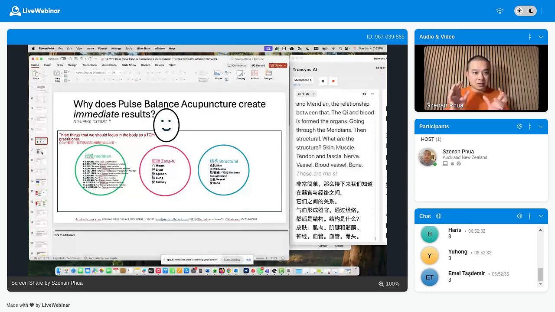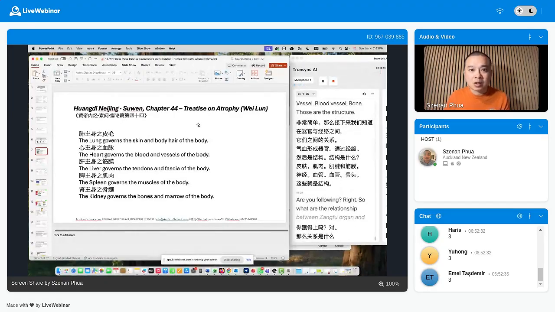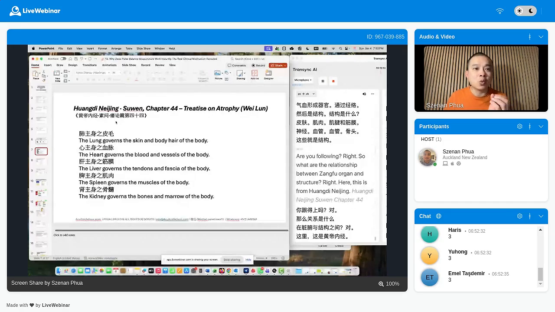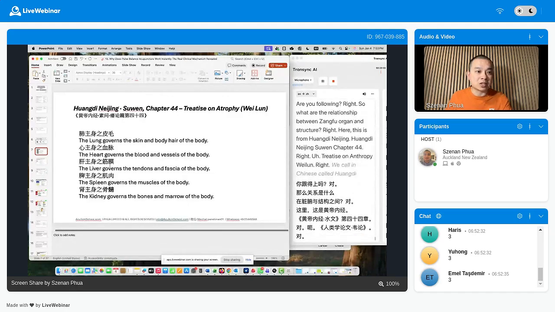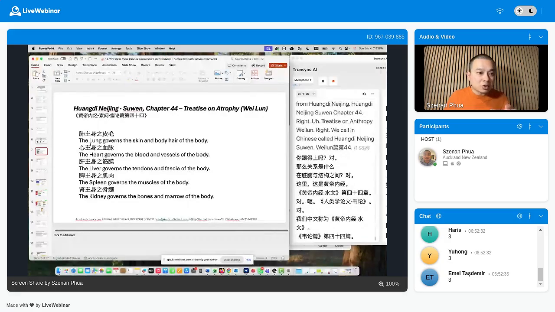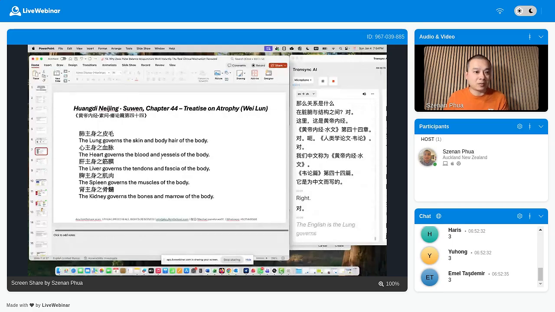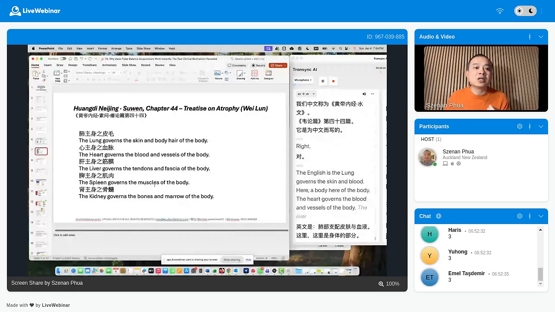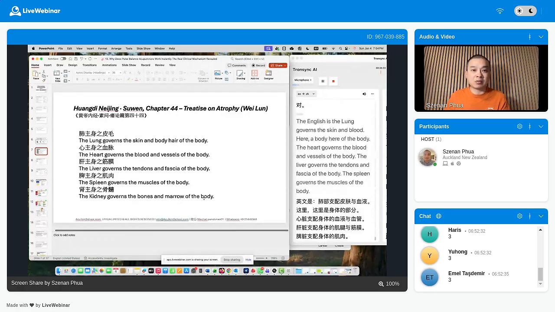Right. Here, this is from 黄帝内经, 黄帝内经素问 chapter 44, Treatise on Atrophy, 痿论, right? We call it in Chinese 黄帝内经素问痿论篇第44. It says, for the Chinese, 如果你是讲中文，你直接看中文哈。 The English is: the lung governs the skin and body hair of the body. The heart governs the blood of the body. The liver governs the tendons and fascia of the body. The spleen governs the muscles of the body. The kidney governs the bones and marrow of the body. You see what that means?